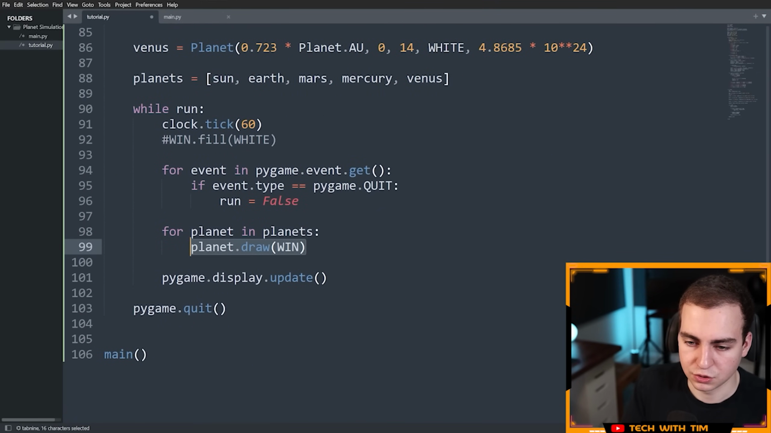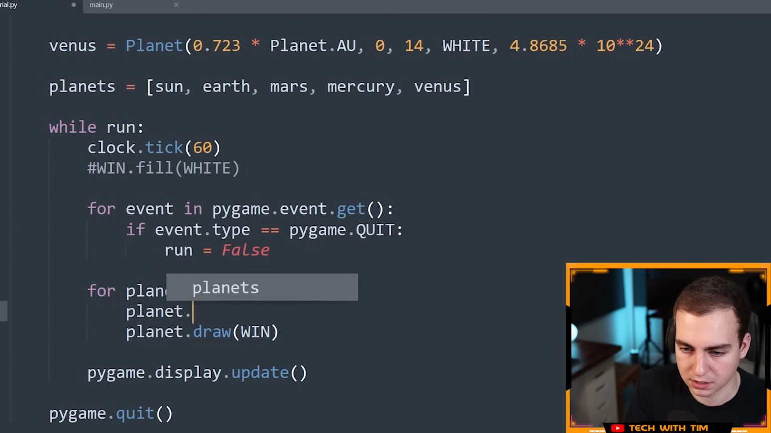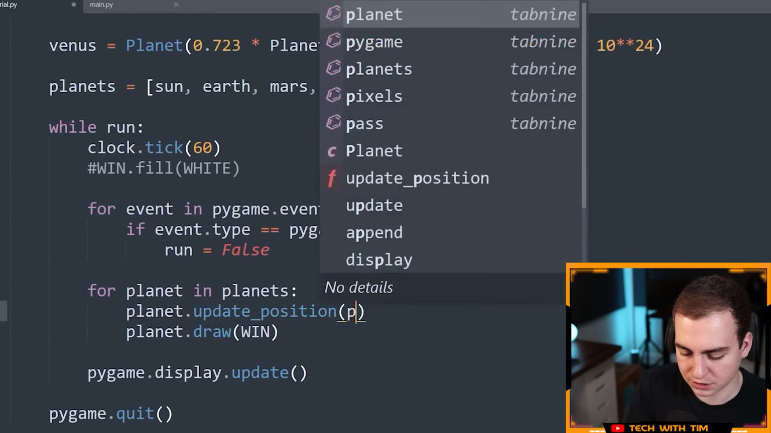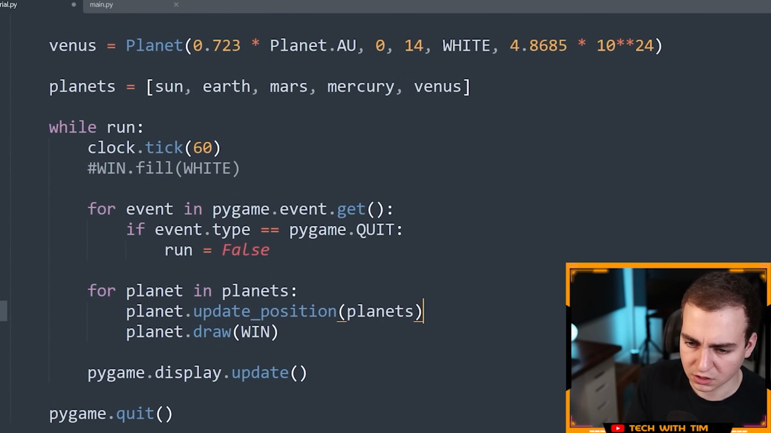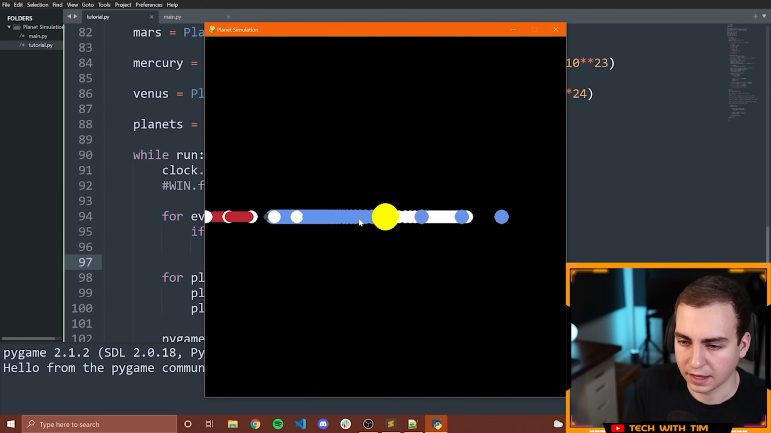So I'm going to go to right before planet.draw, and I'm going to say planet dot update position, and I'm just going to pass to it planets. Okay, and that's actually all we need to start moving the planet, so let's just run this now and see if it works. Okay, so let's see. And we can see that our planets are moving, but we're getting a bit of an issue, and I'm going to explain why that happens.